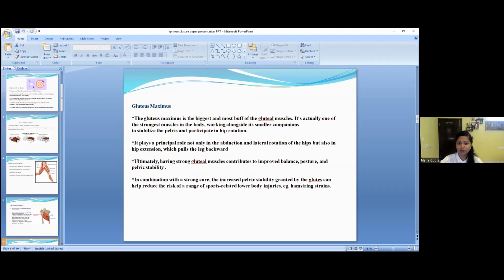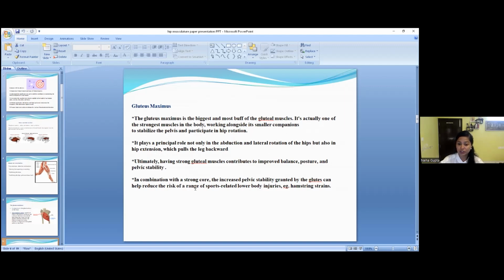It's actually one of the strongest muscles in the body, working alongside its smaller companions to stabilize the pelvis and participate in hip rotation. It plays a principal role not only in the abduction and lateral rotation of the hips, but also in hip extension, which pulls the leg backward as we do in Warrior 3. Ultimately, strong gluteal muscles contribute to improved balance, posture, and pelvic stability.